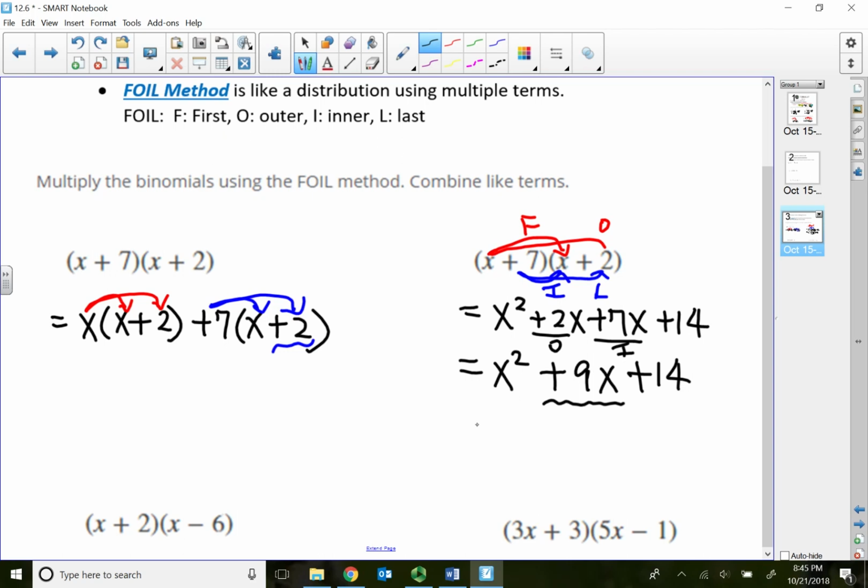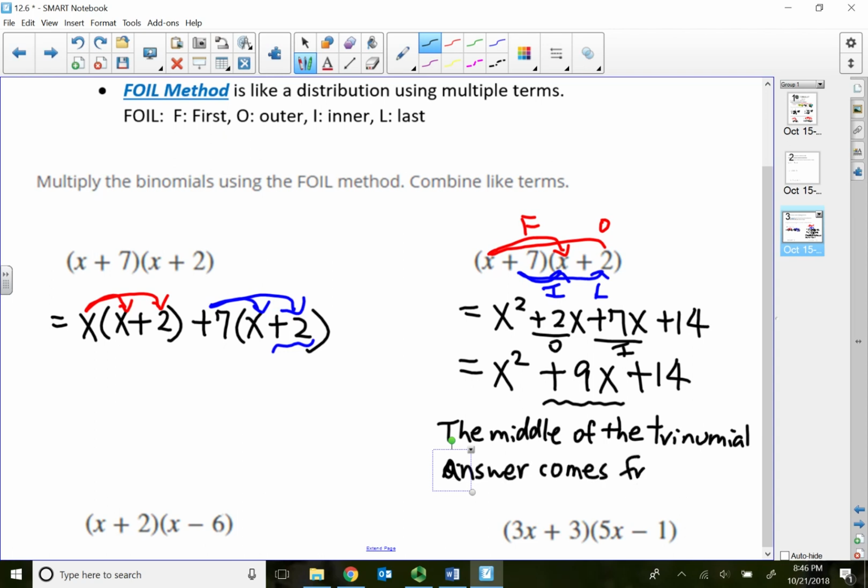So basically, this is very important: the middle term of the trinomial answer comes from the inner and the outer combined.